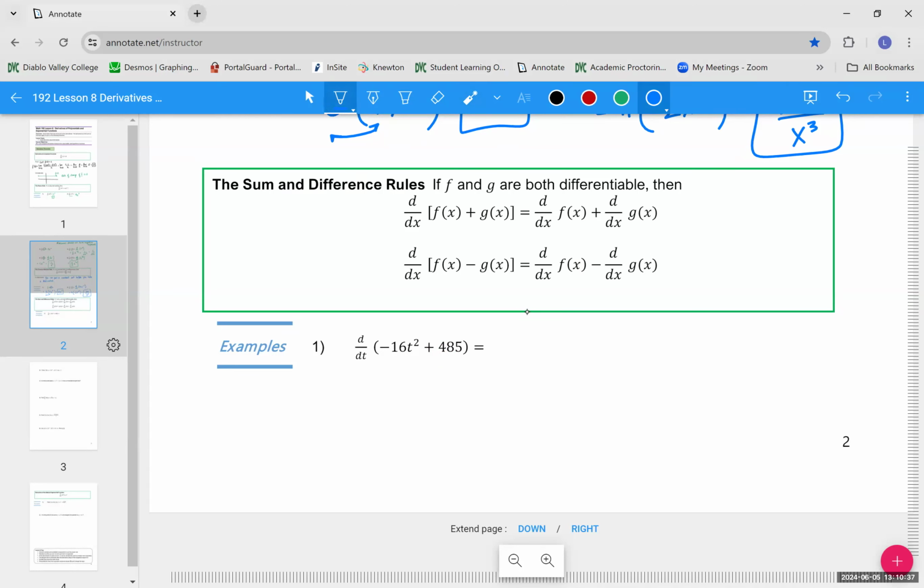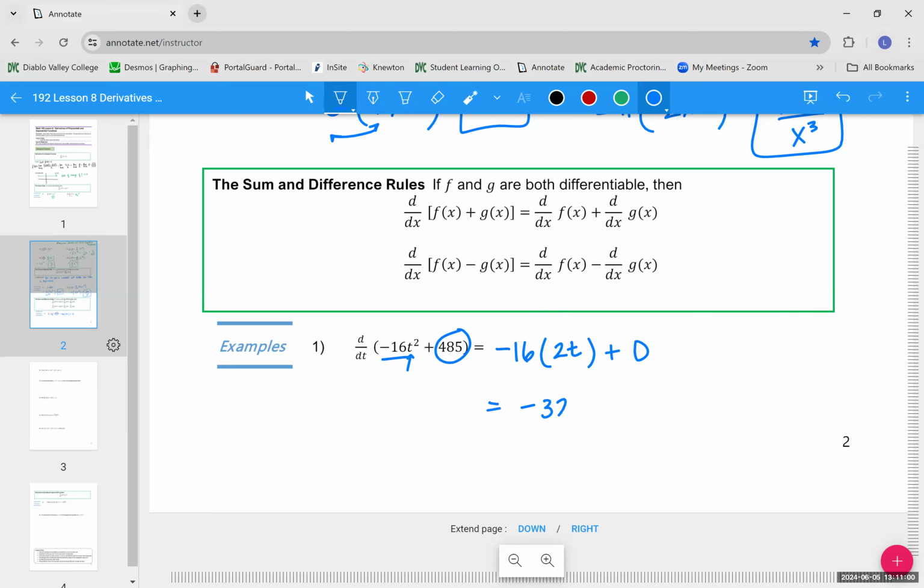So I'm going to start by doing the derivative of this first term. We'll take the negative 16 out front, times that by the derivative of the t squared, which is 2t to the first. And then we'll add to that the derivative of the 485. What's the derivative of a constant? It's just 0.